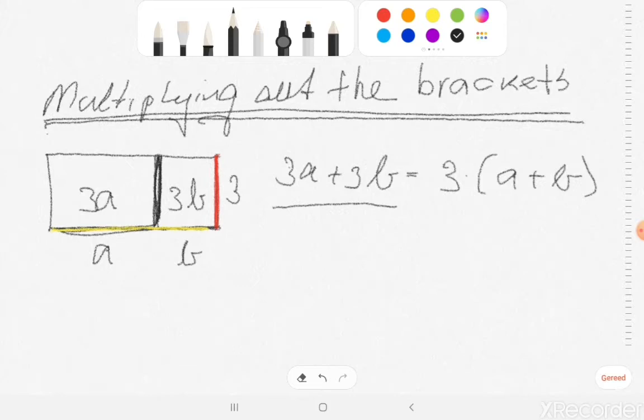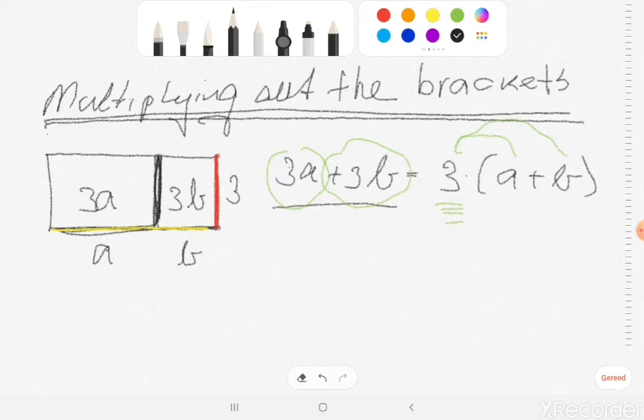And this is multiplying out the brackets. We mean that we need to multiply the 3 with a, and we need to multiply the 3 with b. So 3 with a is 3a, and 3 times b is 3b.